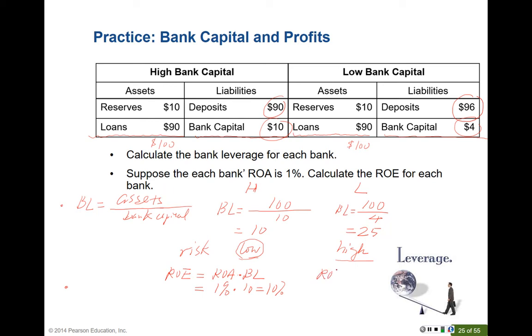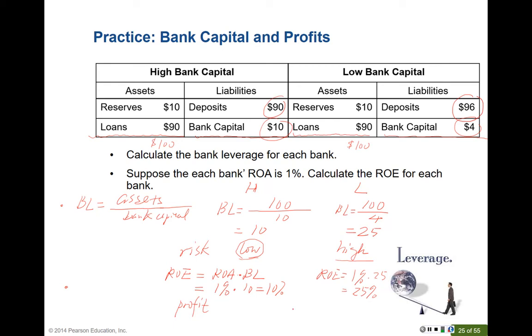But what about return on equity for a low capital bank? Still use the same formula. Return on asset for this bank is 1%, multiplied by leverage. And we know leverage is 25 in this case. So return on equity is 25%. So now comes the question: which company has higher profit to the shareholders?